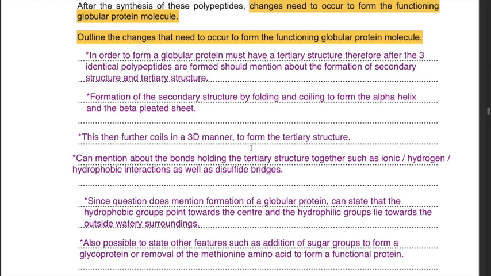It is also possible to state other features, such as addition of sugar groups to form a glycoprotein, or removal of the methionine amino acid to form a functional protein. So these are some possible changes that could occur to form the functioning globular protein molecule. Thus, writing 4 of these points would earn you full 4 marks.